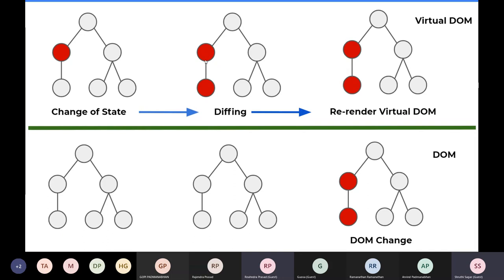Here we can see that when this component is updated, the child also has to get updated because the data is passed from the parent to the child. So only these two components are updated rather than updating the whole DOM, which makes it much faster. So this is one of the major advantages of React, we can say.